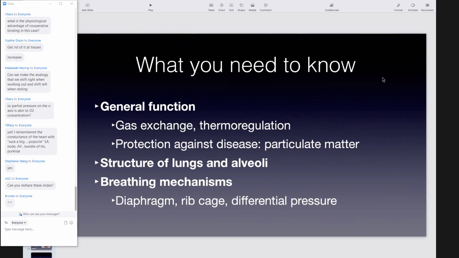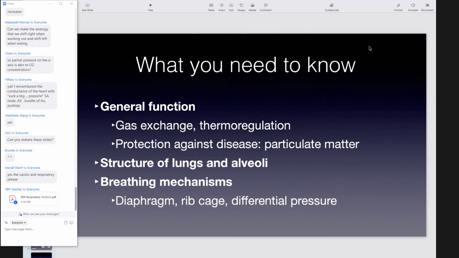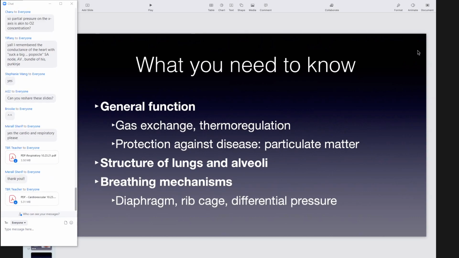I have not shared these before. Sorry. Let me share the respiratory slides. Okay, so I just sent respiratory, and I'm going to send cardiovascular after that. So, alrighty. Let me know if you can't open the respiratory.